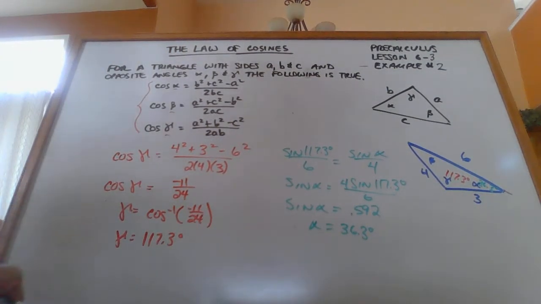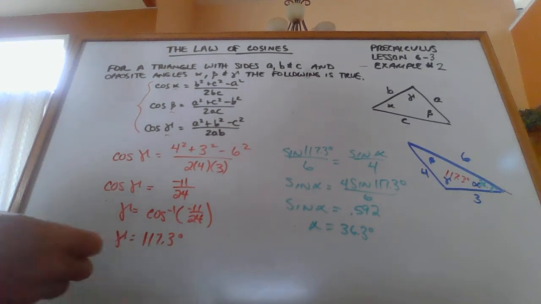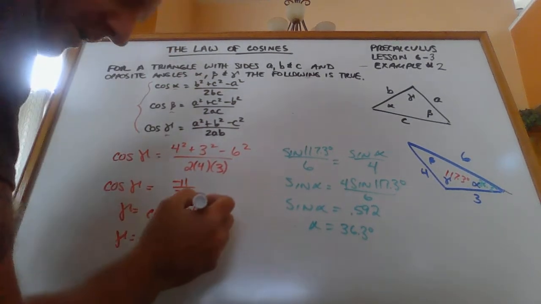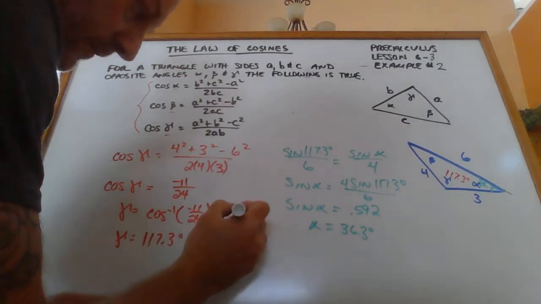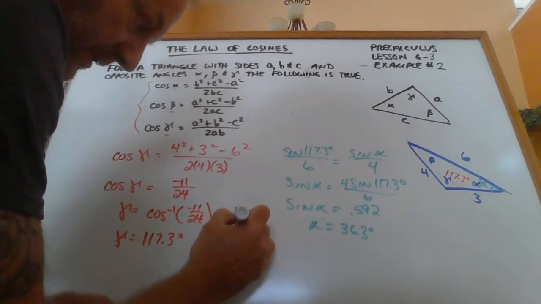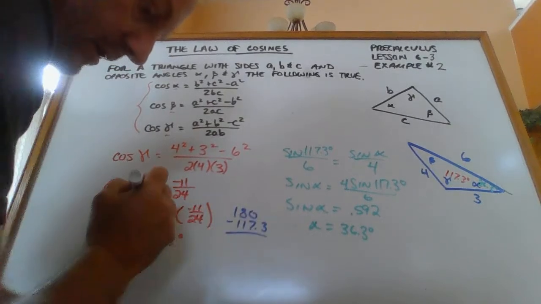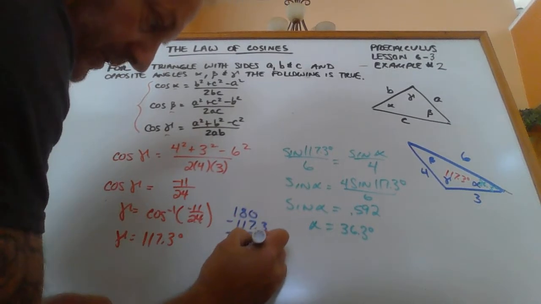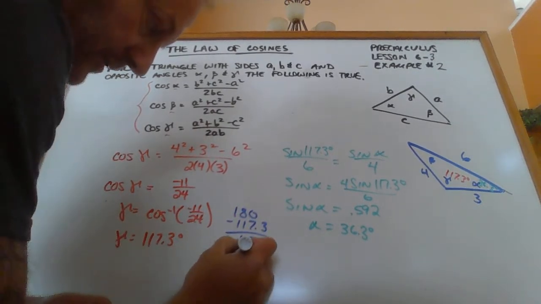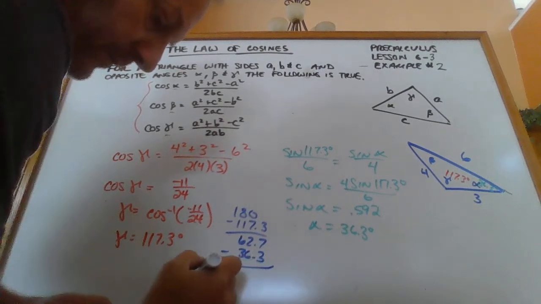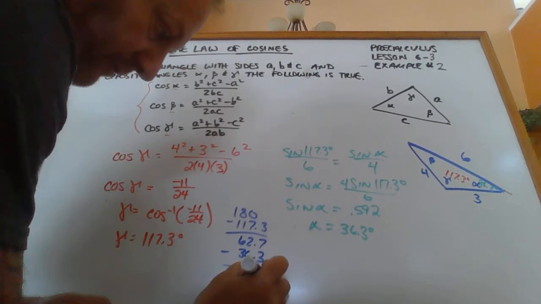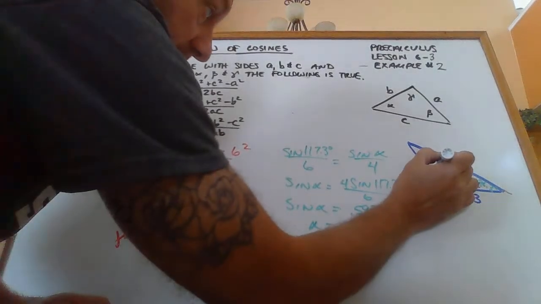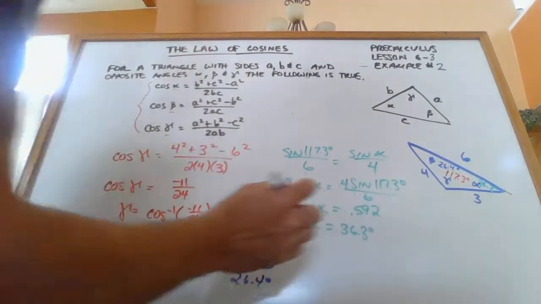Okay. And now I just use the fact that there's 180 degrees in a triangle to figure out the other one. So 180 minus 117.3 comes out to be 62.7, and then I subtract 36.3, and I get 26.4 degrees. That's beta, and I've now solved my triangle.